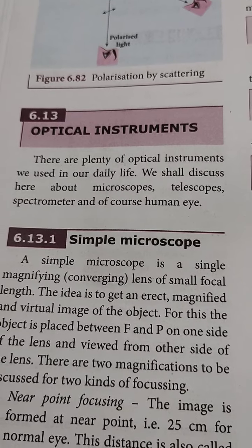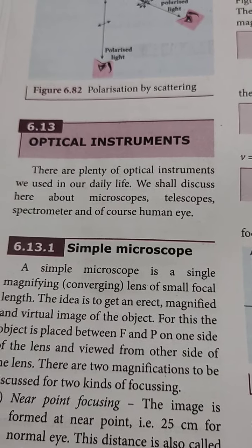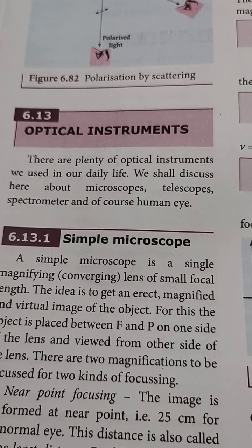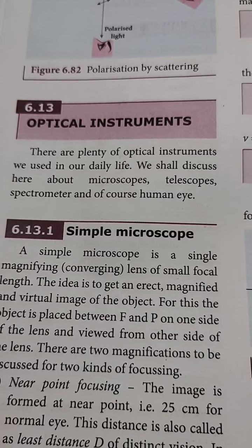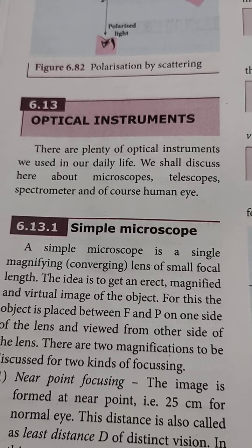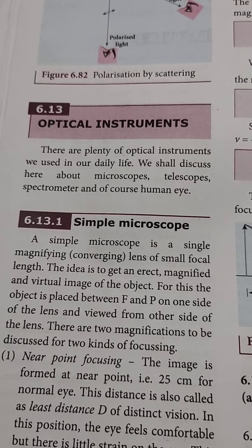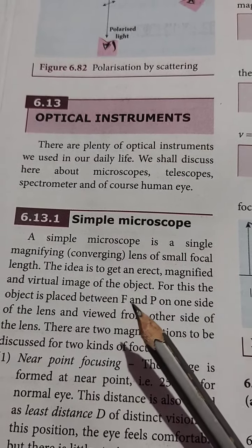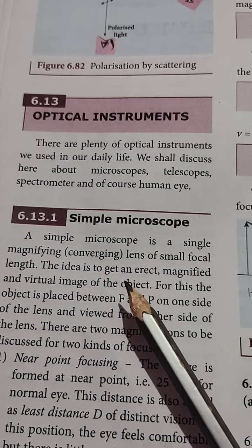And finally, we are going to see the topic of optical instruments. There are plenty of optical instruments we use in our daily life. We shall discuss here microscopes, telescopes, spectrometer, and of course the human eye. First of all, we have the simple microscope. A simple microscope is a single magnifying converging lens, which means a convex lens.